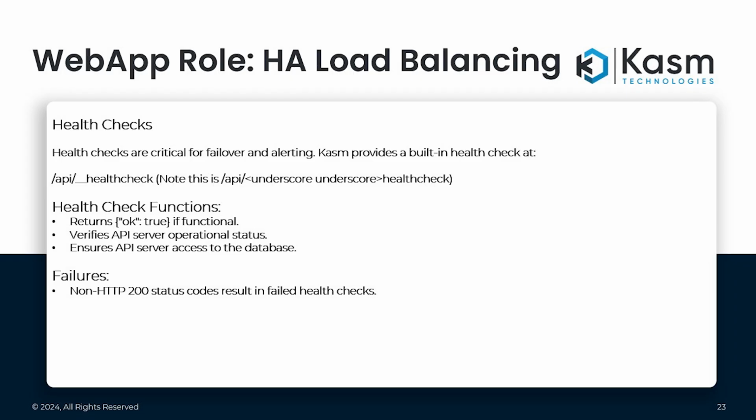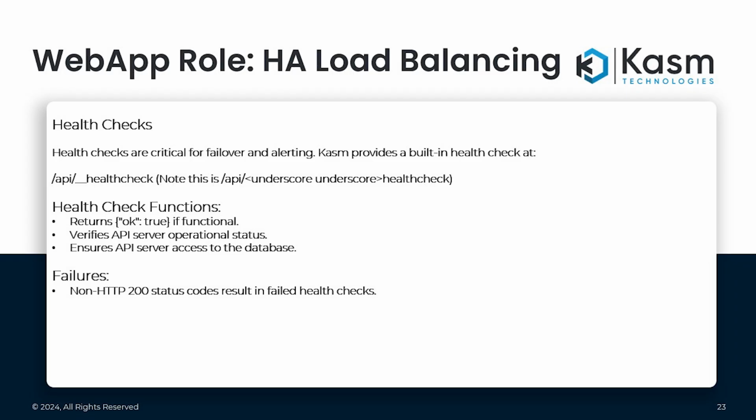So for the web apps, right, we have the /api/__healthcheck. So that's what you would configure either one of those to get a health check from. If you go and actually hit that, it returns OK true if it's functional. And it verifies that the API server has an operational status and ensures the API server has access to the database. So that's what's being validated when it returns OK true.